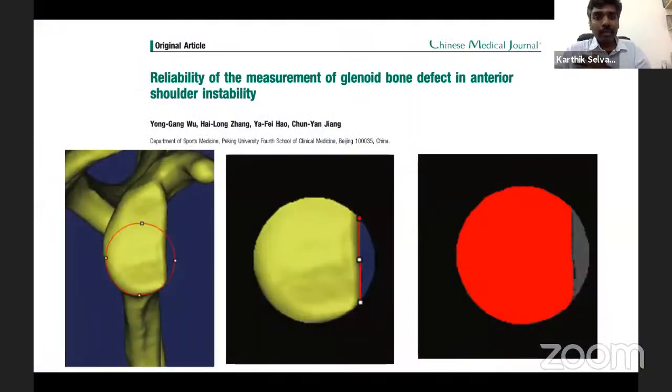Now this is Chunjian's paper comparing the surface area method versus the width method. He says the surface area method is more reliable and inter-observer variability is better, because there is a little bit of confusion as to where to place that line. Dr. Rajkumar was pointing to that, saying that you can overestimate the bone loss with the width method. It is documented.